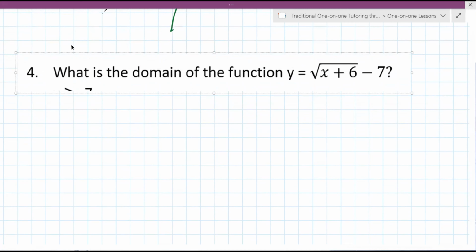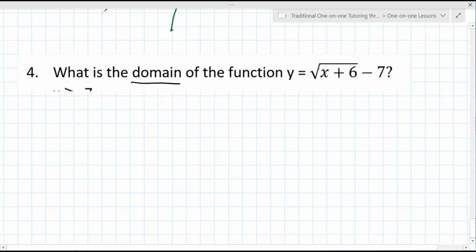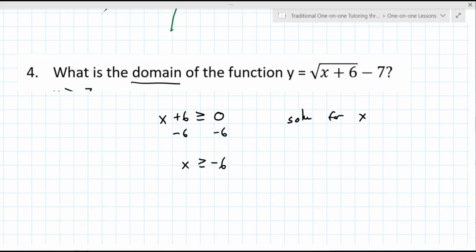All right, so I mentioned that my preference here when you're finding the domain with a root is you set the part under the root greater than or equal to 0, and you solve for x. So you're going to subtract 6 from both sides. x is greater than or equal to -6. And that's it for that. There's nothing more to do.